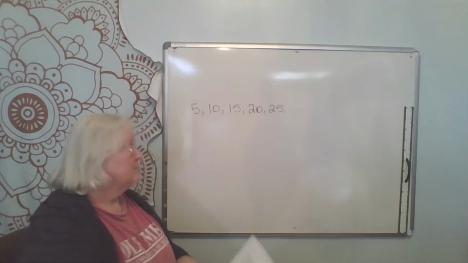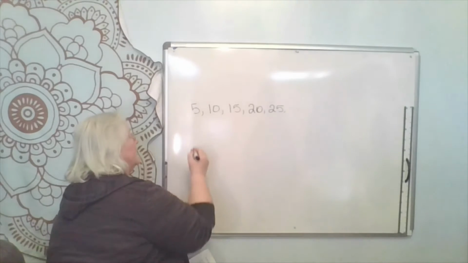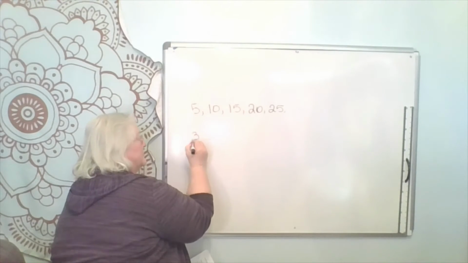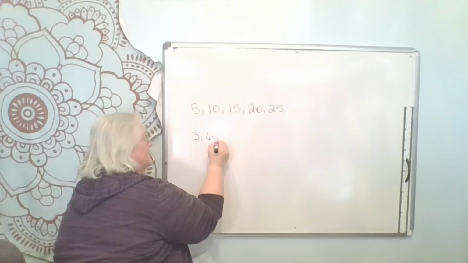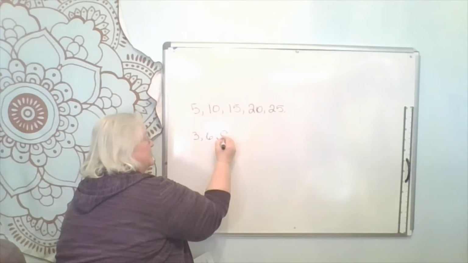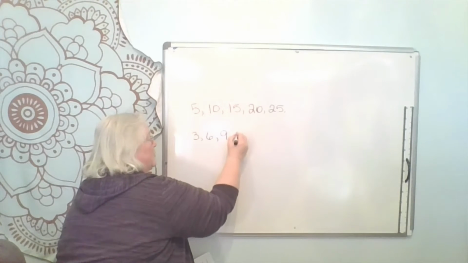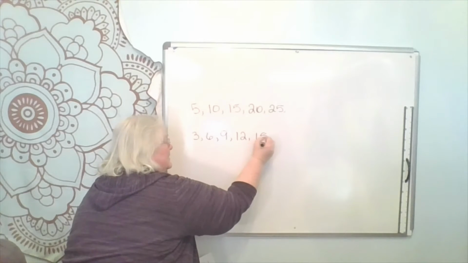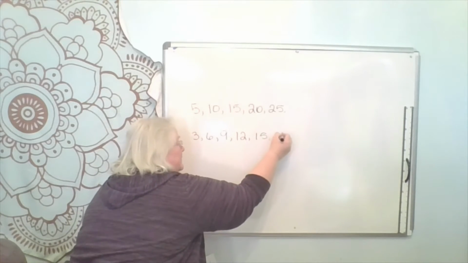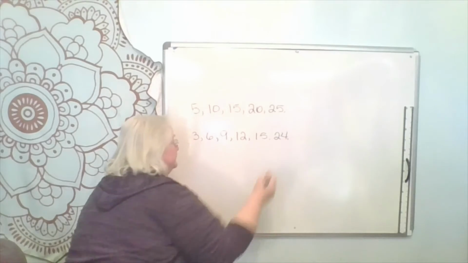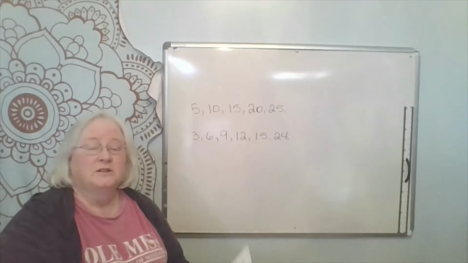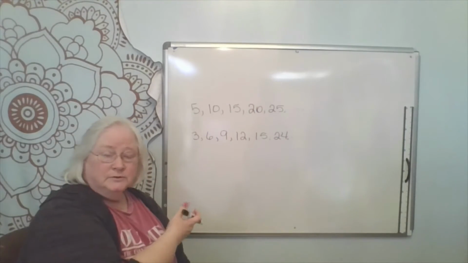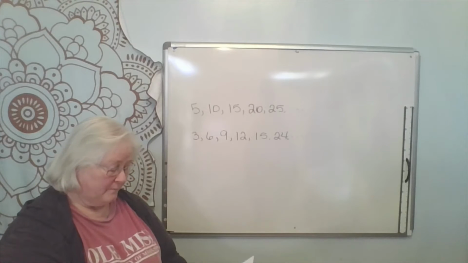Okay? So let's look at 3. The same thing. 3 times 1 is 3. 3 times 2 is 6. 3 times 3 is 9. 3 times 4 is 12. 3 times 5 is 15. And 3 times 6 is 24. And you can keep going. So those are the multiples of 3.